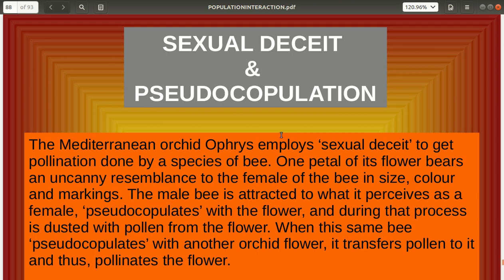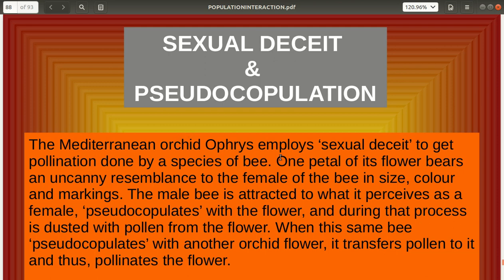Hi friends, one of the interesting aspects of population interaction is the concept of sexual deceit and pseudocopulation, which is also one of the population interactions that takes place in organisms. So now the Mediterranean orchid Ophrys employs sexual deceit to get pollination done by a particular species of bee.